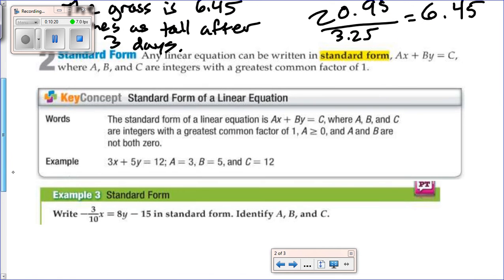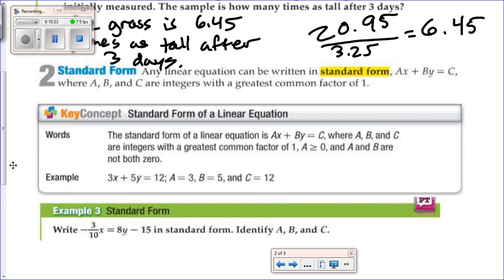Go on here to talk about the standard form of a linear equation. The standard form of a linear equation is ax plus by is equal to c, where a, b, and c are integers, so no fractions, with a greatest common factor of 1. A must be greater than or equal to 0, that means a must be positive, and a and b are not both 0. An example of an equation in standard form we have here, 3x plus 5y is equal to 12. Of course, a is 3, b is 5, and c is 12.